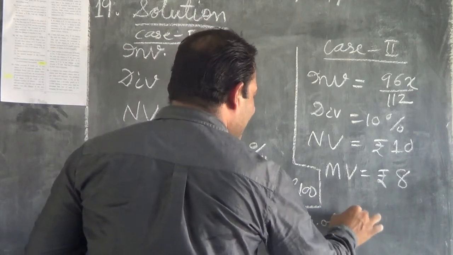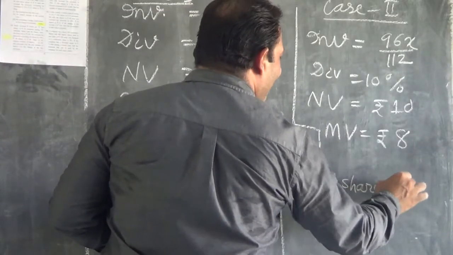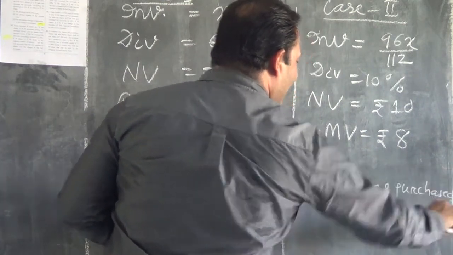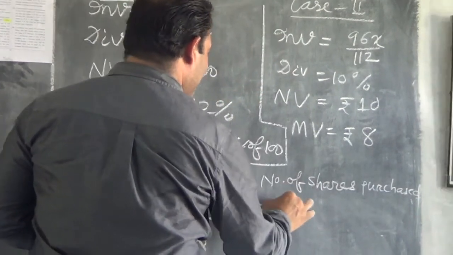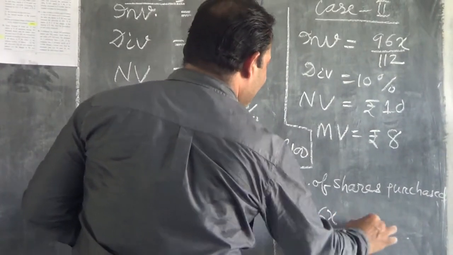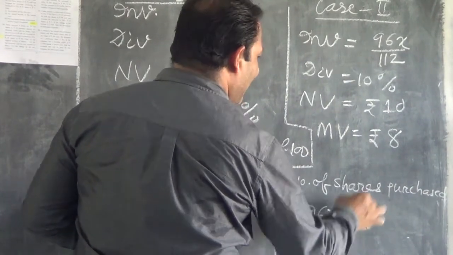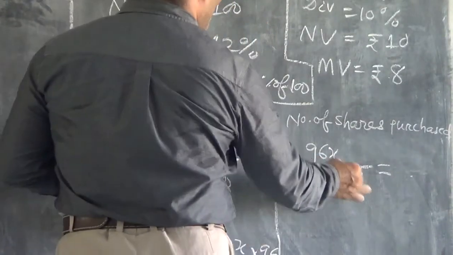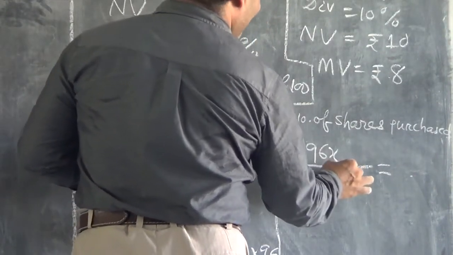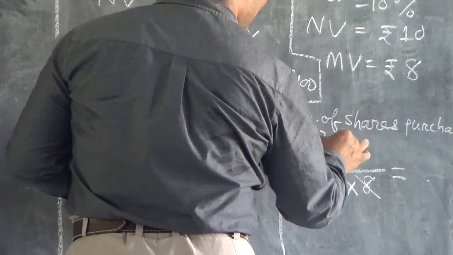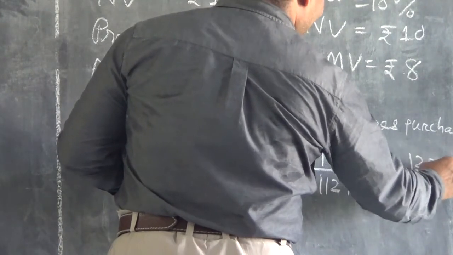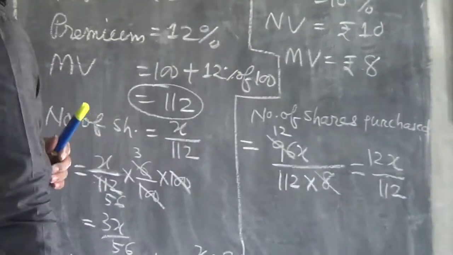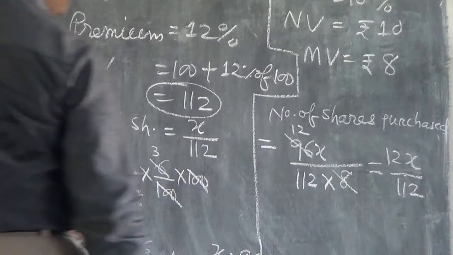Number of shares purchased equals investment divided by market value of one share. You can cancel here if you want. 12 8s are 96, I can write here 12. So 12x by 112. That is the number of shares.